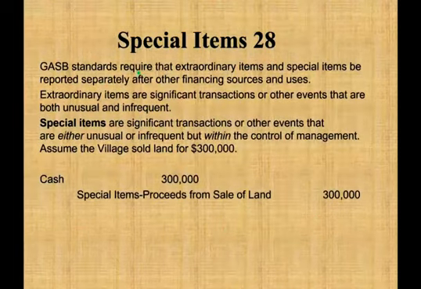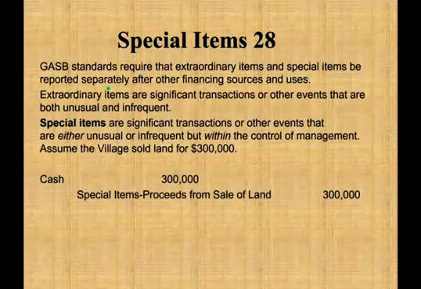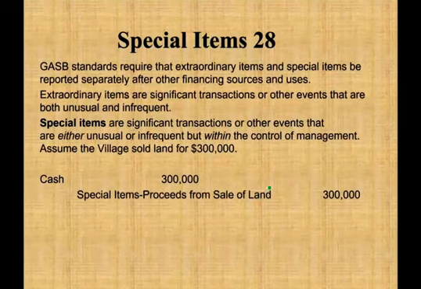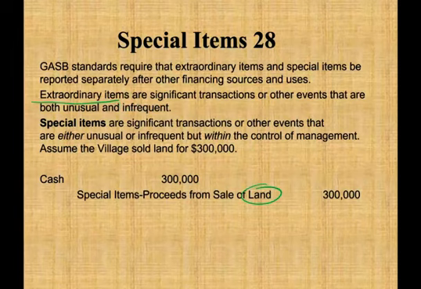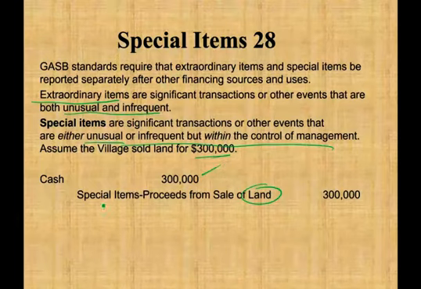Last transaction, I believe. This is a special item. GASB standards require that extraordinary items and special items be reported separately after other financing sources and uses. So if you sold something, like if here we're going to sell a piece of land, this is a special item, it will be reported separately. Extraordinary items, a term no longer used for financial accounting, are significant transactions or other events that are both unusual and infrequent. For example, selling a piece of land is unusual and infrequent for a government. Special items are significant transactions or other events that are either unusual or infrequent but within the control of management. So here they sold land for 300,000.